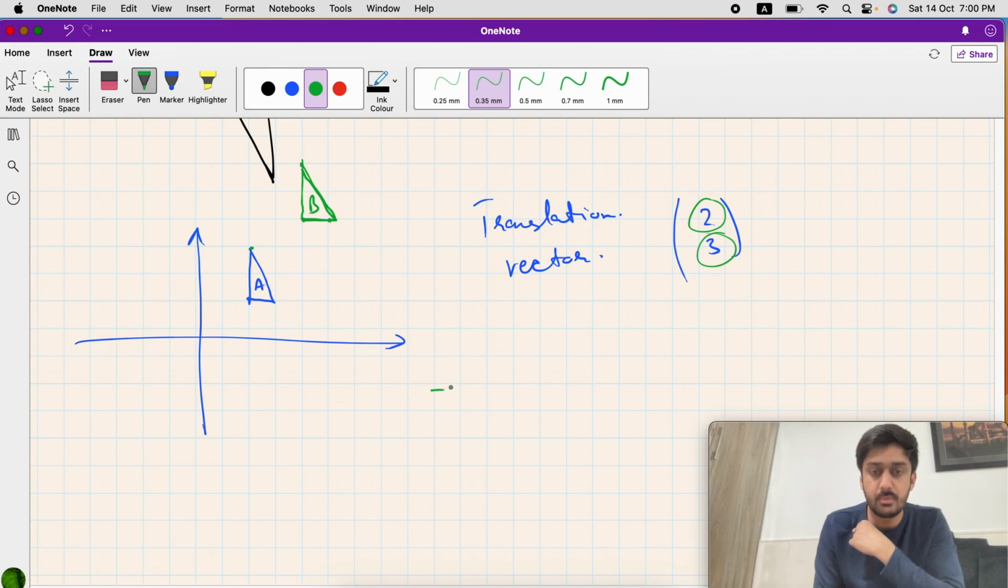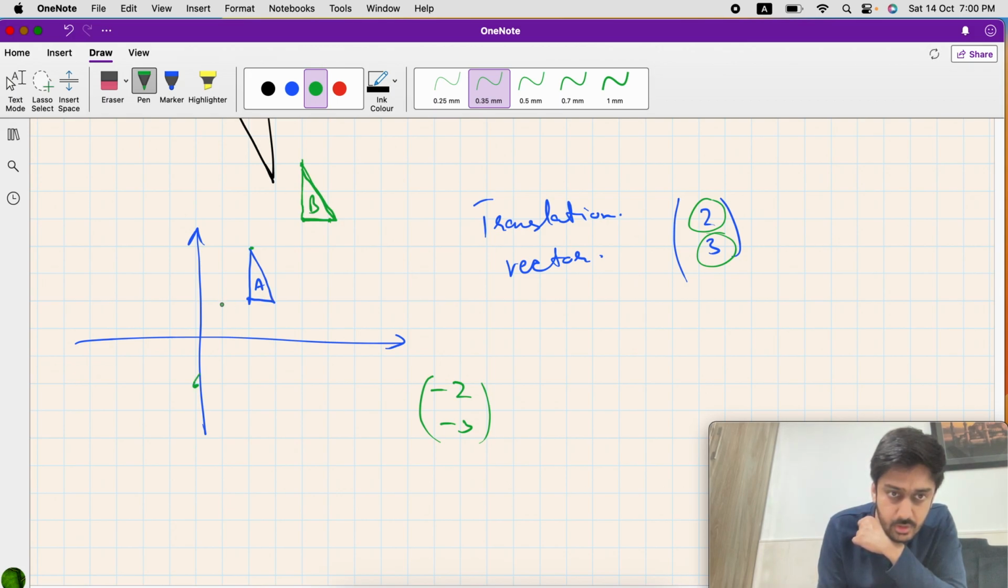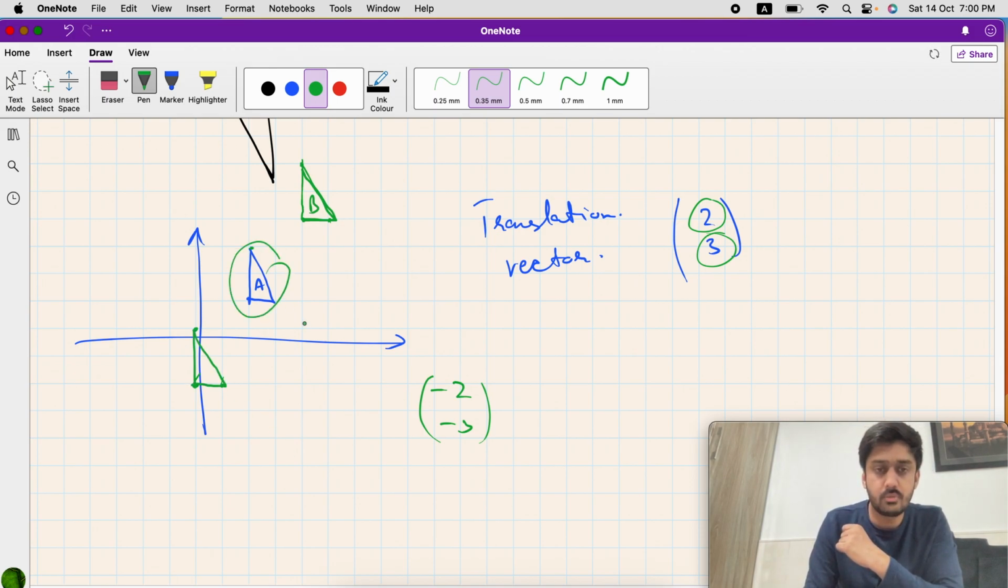If it would have been -2 and -3, so 2 units to left and 3 units downwards. 2 units to left, 1, 2, 3 units downwards. 2 units to left and 3 units downwards. So this is translation. Object was given, translation vector was given, image was unknown.